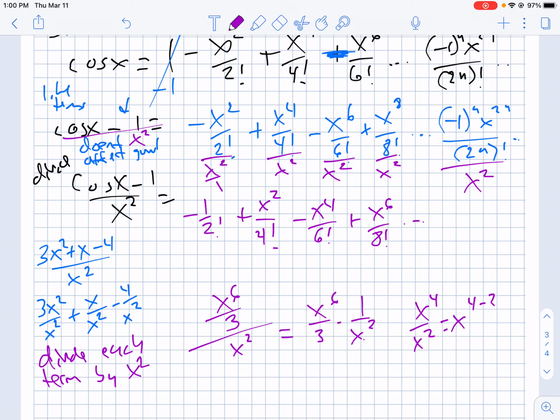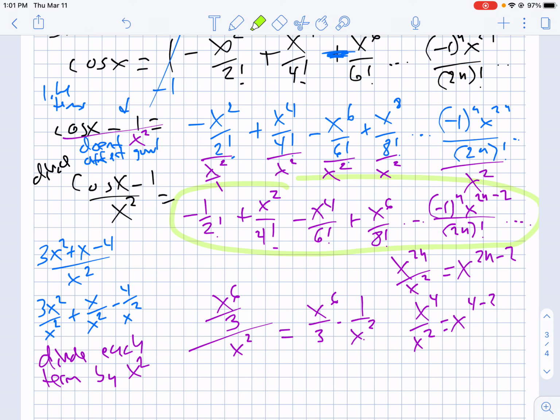And even on the general term, right? When I have x to the 2n and I divide by x squared, I subtract those. It's x to the 2n minus 2. So that's going to be negative 1 to the n, x to the 2n minus 2 divided by 2n factorial. So you don't need to come up with a new general term. Just work with the one you have. Okay, so that's kind of how it works. That's how you can do these problems by just doing substitution and working with the series you have and using that as a starting point. Okay, great stuff here.